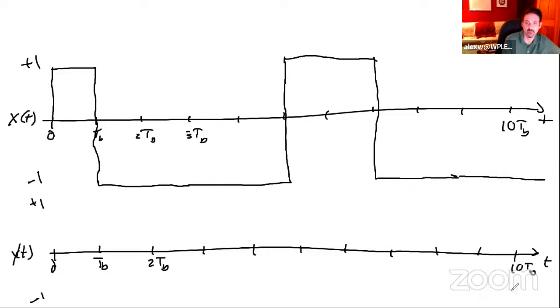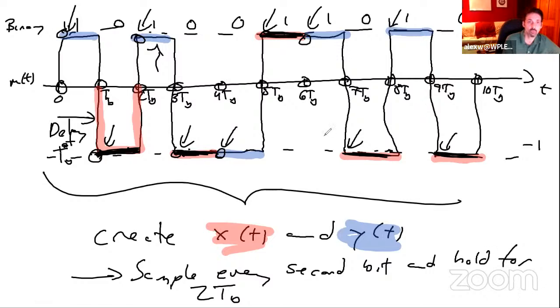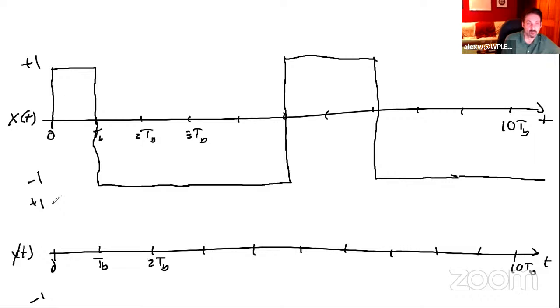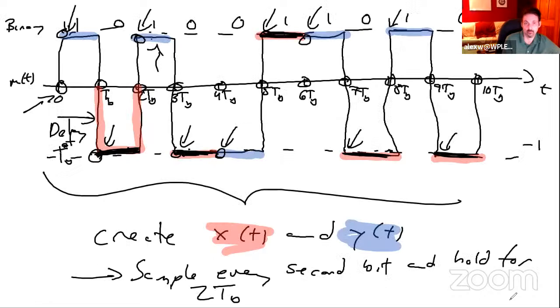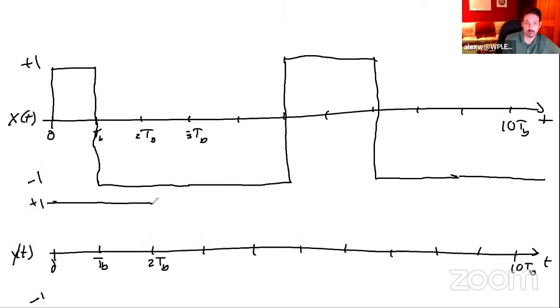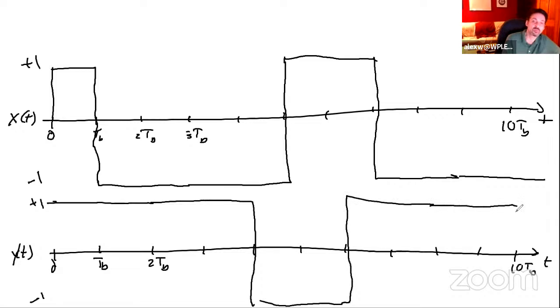Next, what's the blue? Here we start immediately at 0, not T_B. So it's going to be +1, +1, -1, +1, +1. Almost the opposite. Hold +1 for 2 T_B seconds, then -1, then +1, +1. Okay, so we've just created our x of t and y of t.